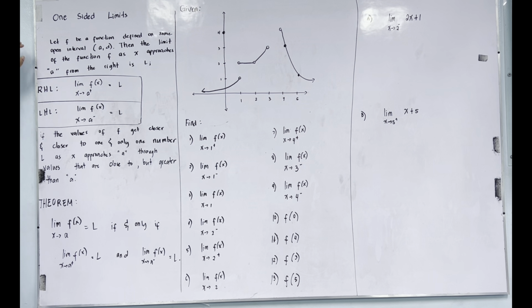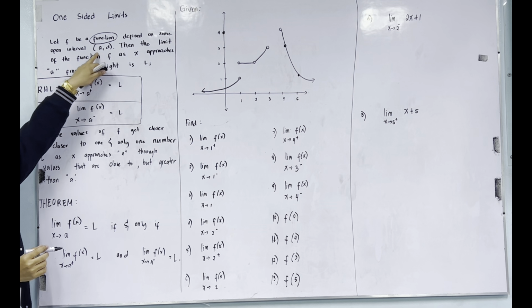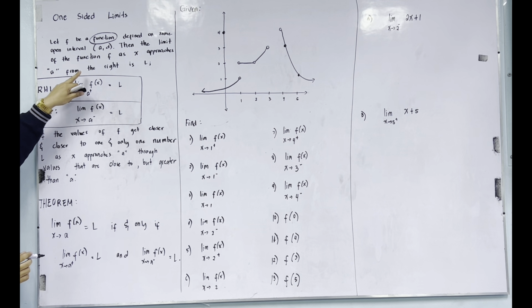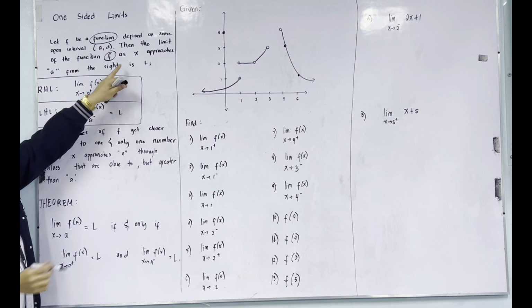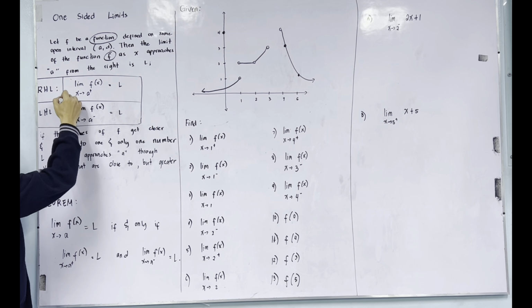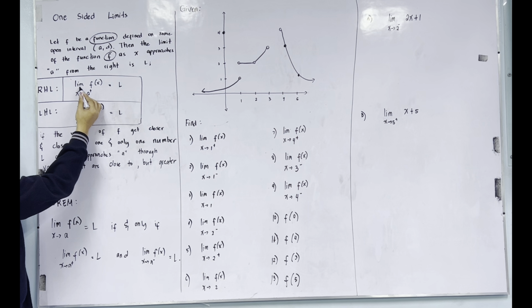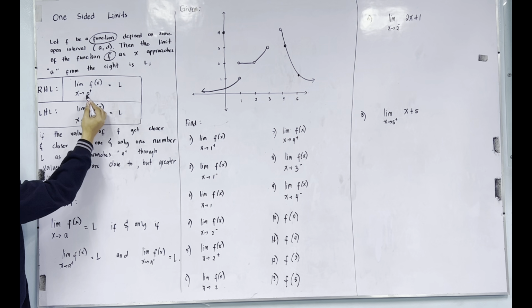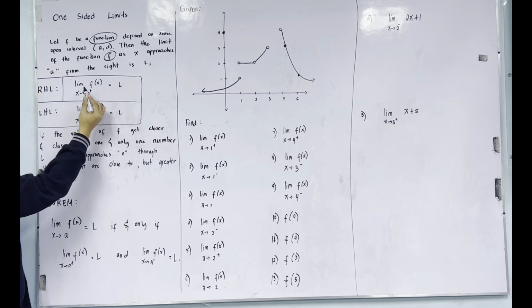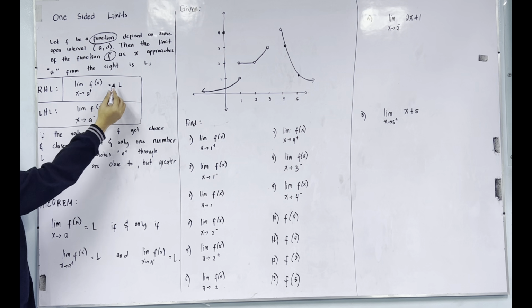Let us define. Let f be a function defined on some open interval, let's say (a, d). Then the limit of the function f as x approaches a from the right, which is why we also call it the right-hand limit. So, limit of f of x as x approaches a from the right. Please repeat. Together: limit of f of x as x approaches a from the right is equal to L.